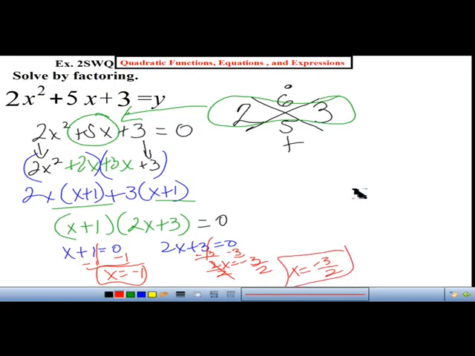Woo! Let's go. Have you been doing this? We've been doing this, right? So what's the only thing that we're adding at the end? Just setting each factor equal to 0 and solving. Okay? All right, let's go to the last part.